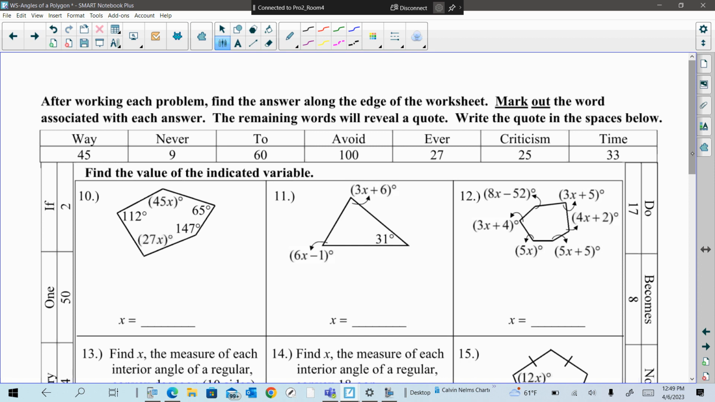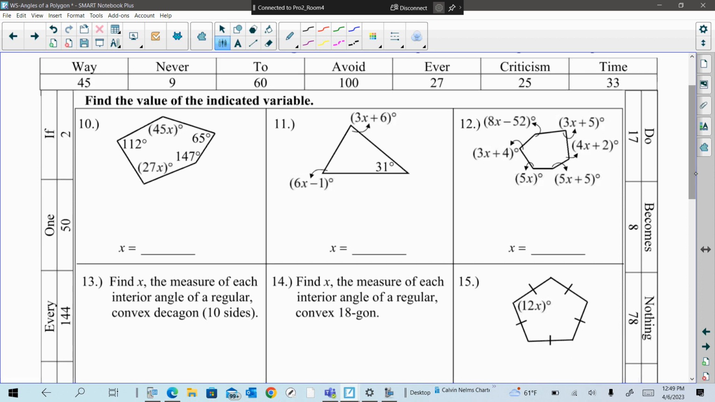So for this first row, 10 through 12, I know this arrow is pointing out, but they're talking about the angles inside of the figure. So you still have to do n minus 2 times 180, unless you just know by heart. Like this is a pentagon. Do you all remember what the sum of a pentagon is? Yeah, 540. Okay.